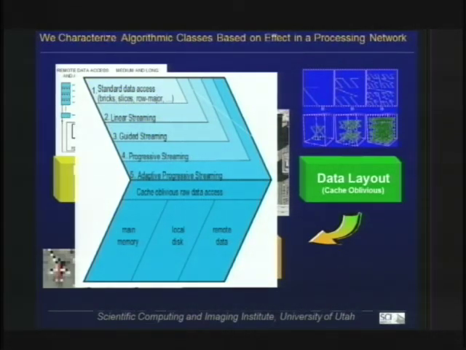So you have your standard data access, which is access in bricks and slices, or you can start streaming it, or guided streaming, all the way down to adaptive progressive streaming. And on the other side of that is the way you access your data on the hardware, where ideally you want this cache-oblivious raw data access, so that it removes the memory hierarchy from the user's attention.